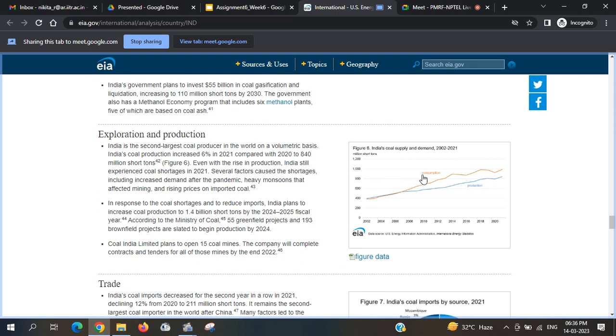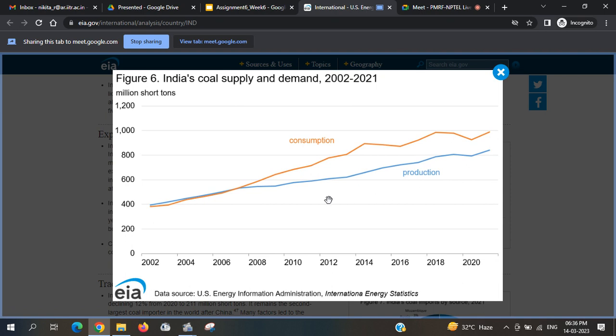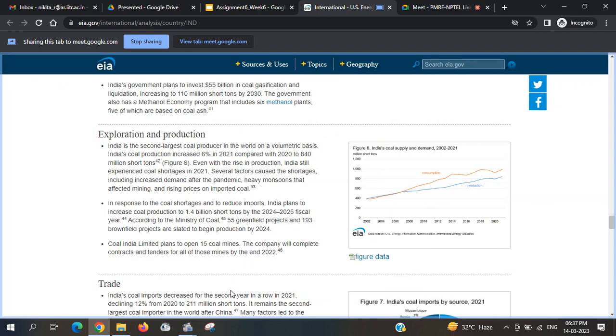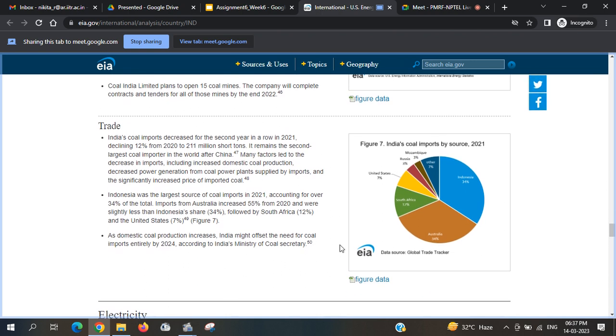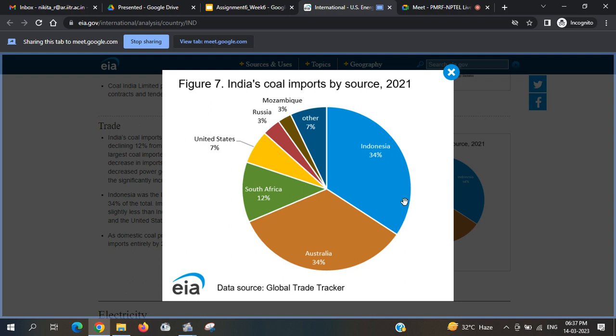Then coal consumption. So you can see here the consumption of coal has been steadily increasing over time, although our production of coal earlier was in line with our consumption. Now the amount of coal that is consumed in the country has far outgrown the amount of coal that is produced within the country. So evidently India is also importing coal from other countries, and these are the sources from where coal is being imported.